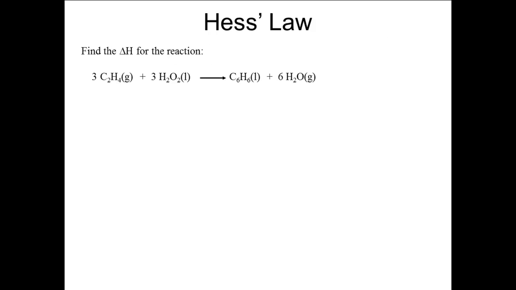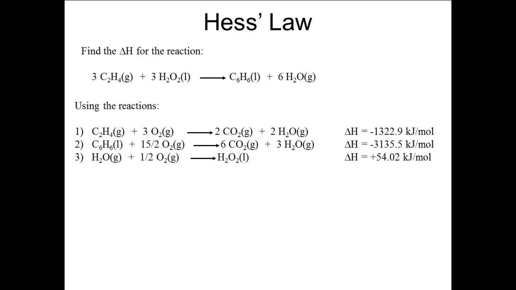Suppose we wanted to find the delta H for the reaction 3C2H4 gas plus 3H2O2 liquid gives C6H6 liquid and 6H2O gas, using these three reactions. To begin with, we need to try to locate the substances in the reaction we want somewhere in the three reactions that are given. We need to try to locate a substance with the same formula and the same state.